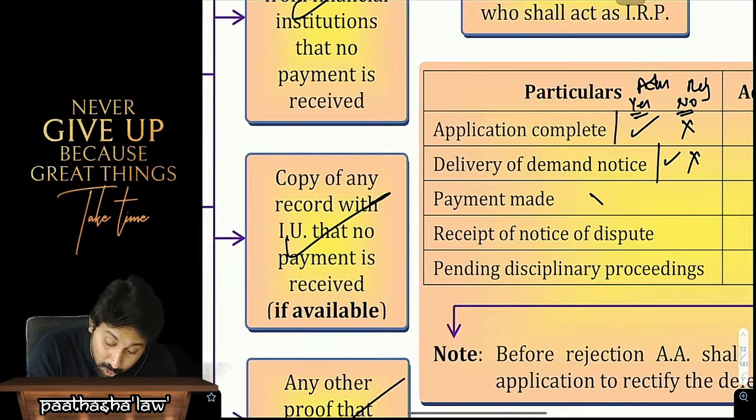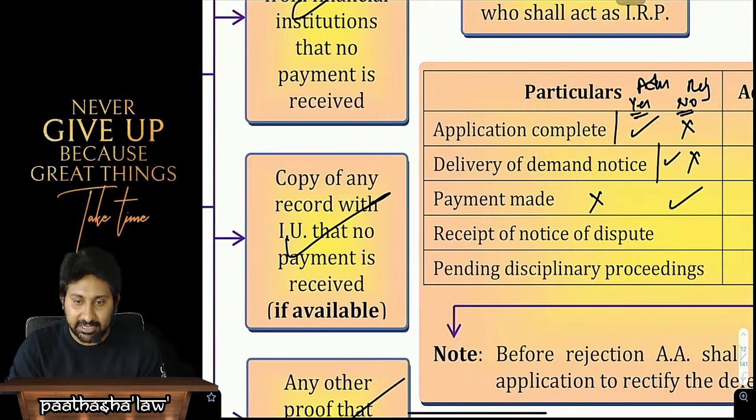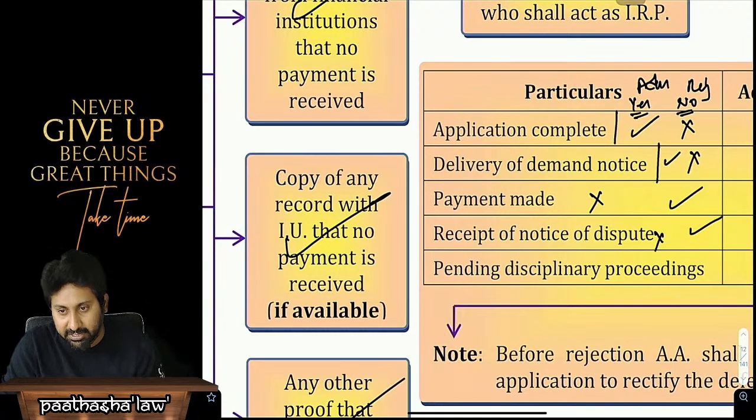Payment made already? If no, then only the application will be admitted. If payment is made already, the application will be rejected. Receipt of notice of dispute: if no, I didn't receive anything, the application is admitted. If yes, I received, the application will not be accepted, it will be rejected.